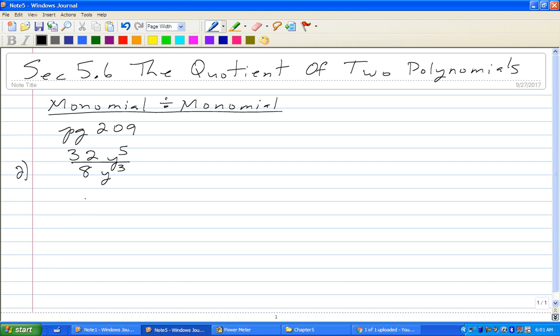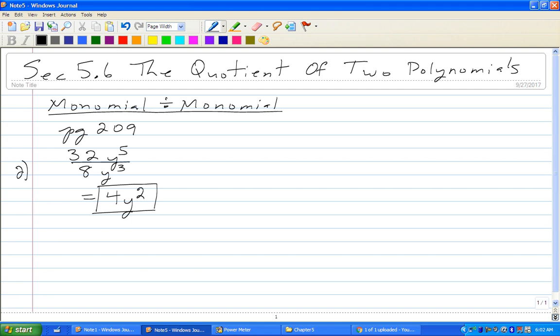So this is like what we've done previously. I'll just divide. 32 divided by 8 is 4. I have the same base y. Y to the 5th divided by y to the 3rd. Well, 5 is bigger than 3, so y will be in the numerator. 5 minus 3 is 2. So I have the base y and the power 2. And so if I simplify this, I just get 4y squared. So these first few problems are identical to what we've done previously.